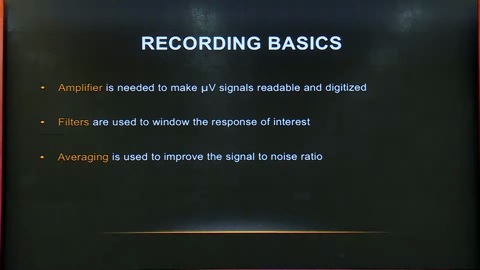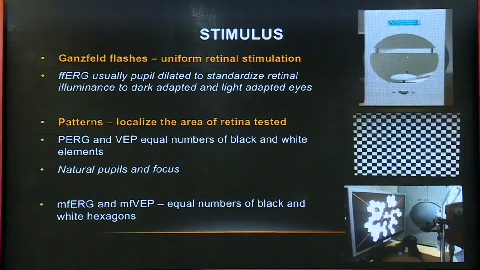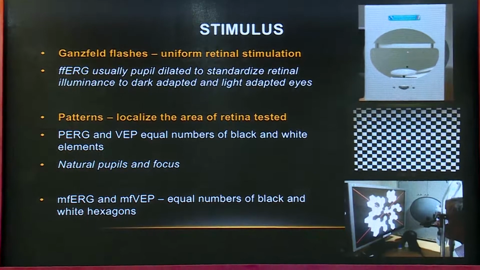We use various filters to window the response of interest and averaging to improve the SNR, or the signal to noise ratio. Now, what are the stimuli that we use? First, as you can see above, this is a typical Ganzfeld stimulation, which stimulates the entire retina uniformly, mostly in the full field ERG. To note, the pupils are dilated in this test so that you can standardize the amount of illumination reaching the retina.